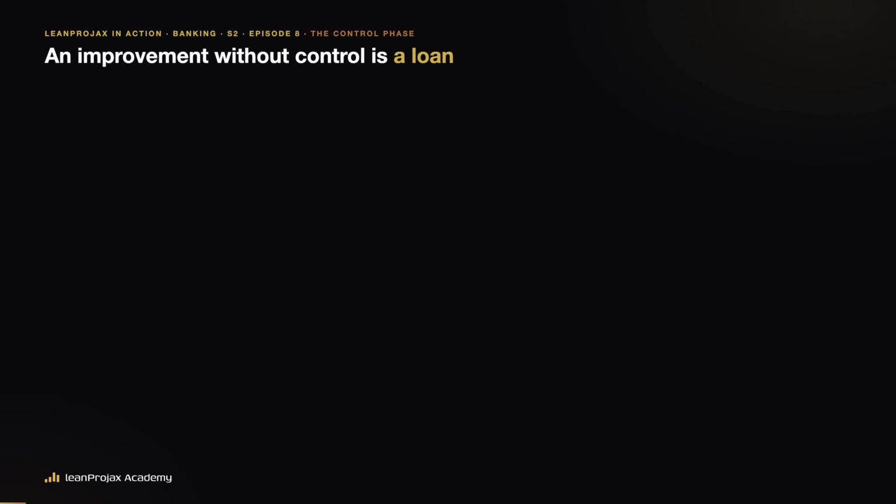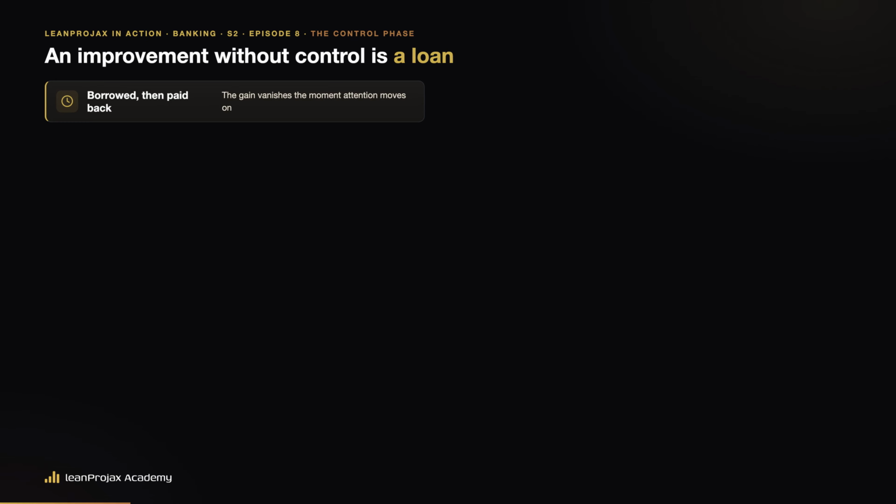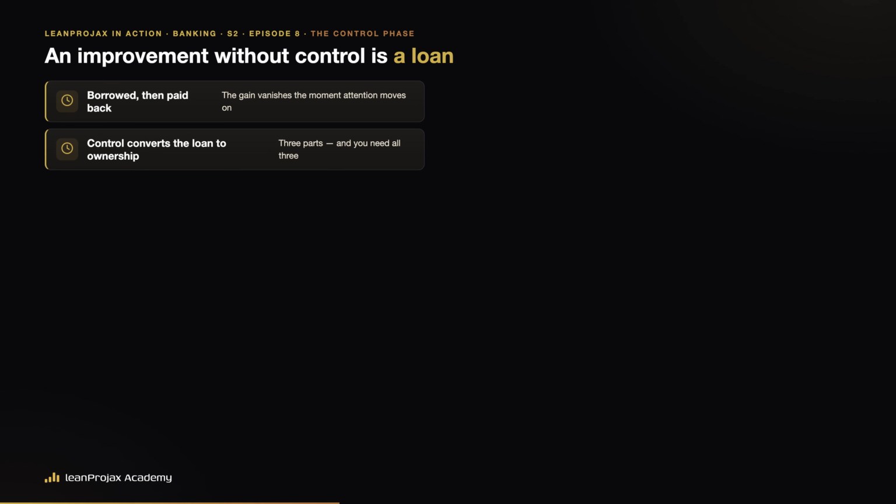One idea anchors this phase. An improvement without control is a loan, not a gift. The process borrows a better number for a while and pays it back the moment attention moves on. Control is what converts the loan into ownership. It has 3 parts, and you need all 3.